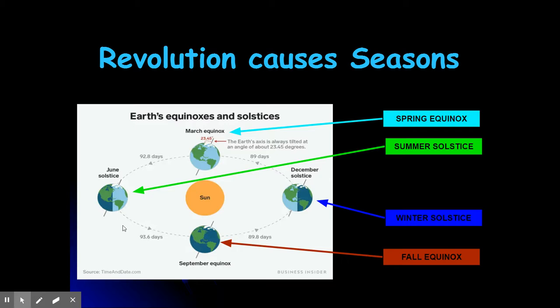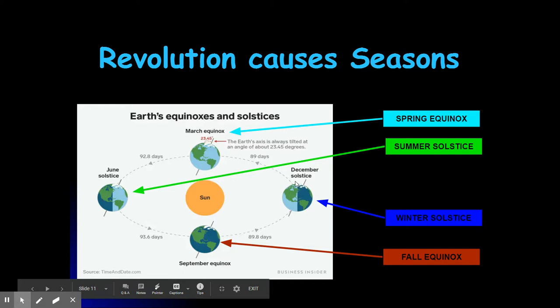Okay? Now, 93.6 days later, the Earth is here, and notice that the Earth's axis is not pointed toward or away from the sun. This is fall. Okay, so temperatures are pretty mild. There's not a big difference between day and night. So this would be the beginning of fall for us in the north, which would be the beginning of spring for those in the south.